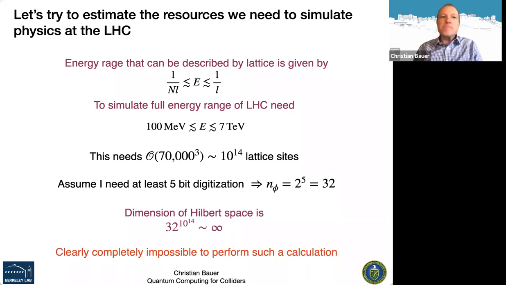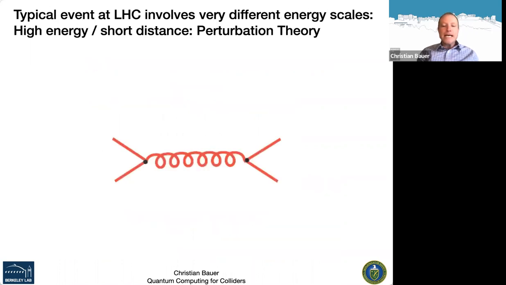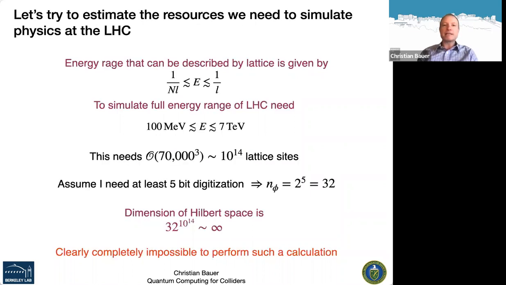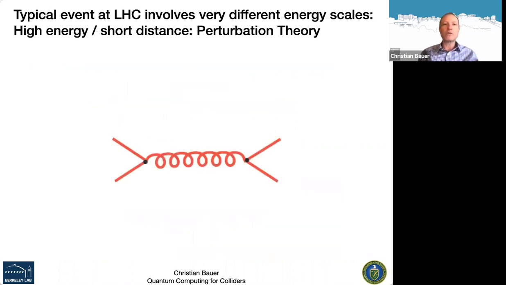That's essentially why this problem is not being considered, and why nobody's really tried to formulate field theory this way. You don't typically find this in textbooks, mapping quantum field theory onto quantum mechanics. However, I'm going to argue now that maybe this is a little bit naive. Do we really need to simulate this full energy range and map it onto quantum mechanics in this way? Because after all, we know that a typical event at the LHC involves very different energy scales.